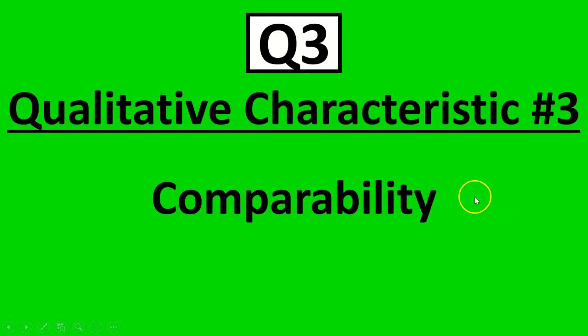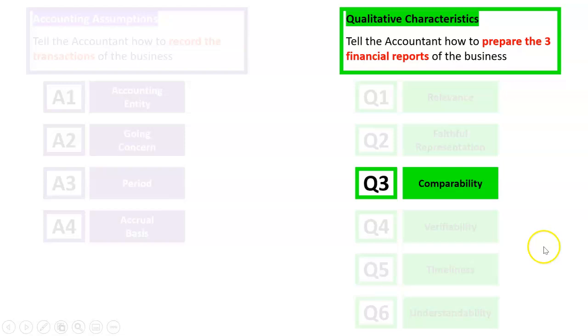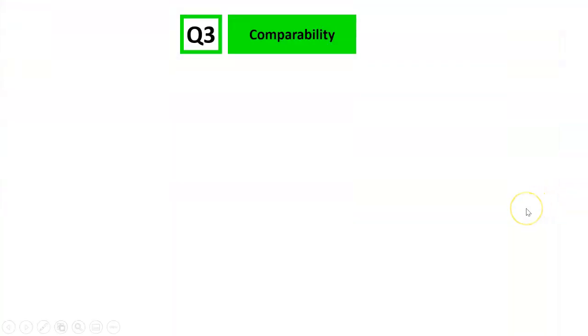Qualitative characteristic number 3 is comparability. So we're going to give that the memory tool Q3 to help us remember that. Q3 is comparability. What does it mean?